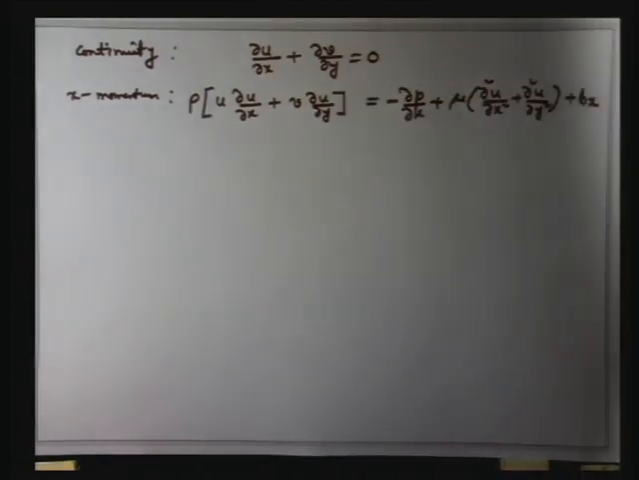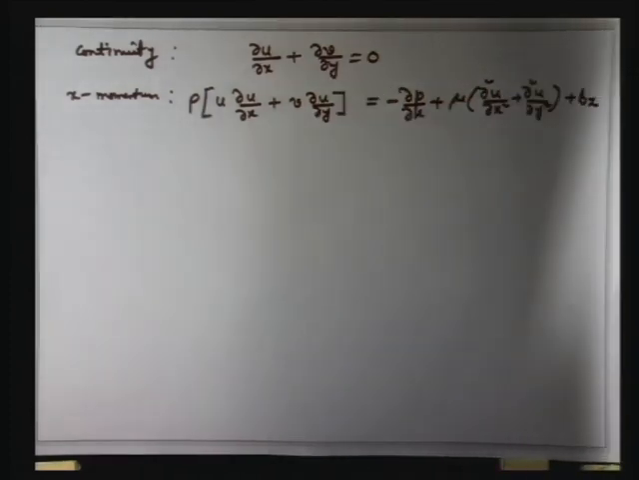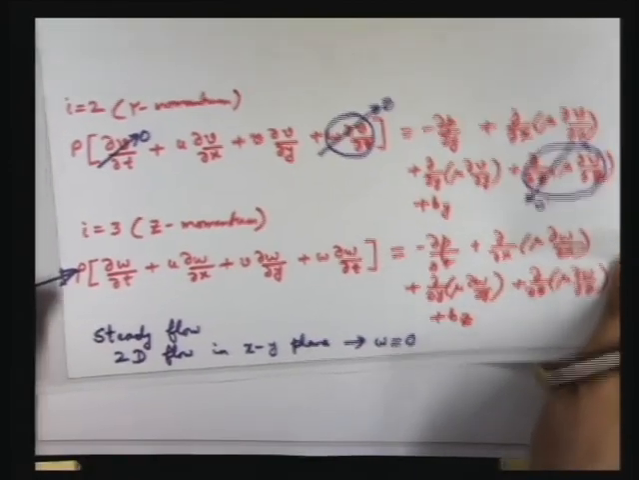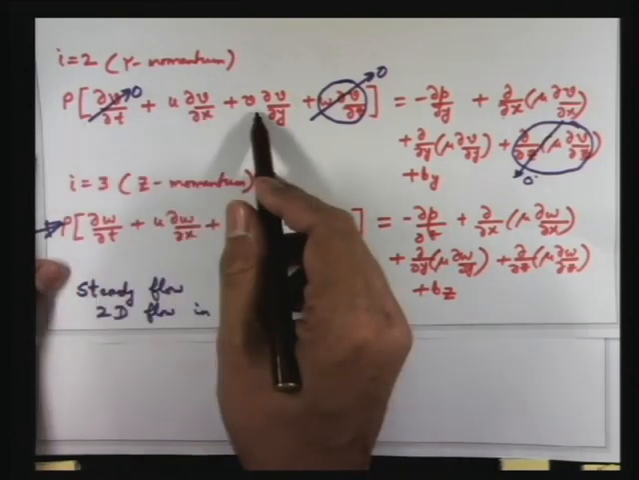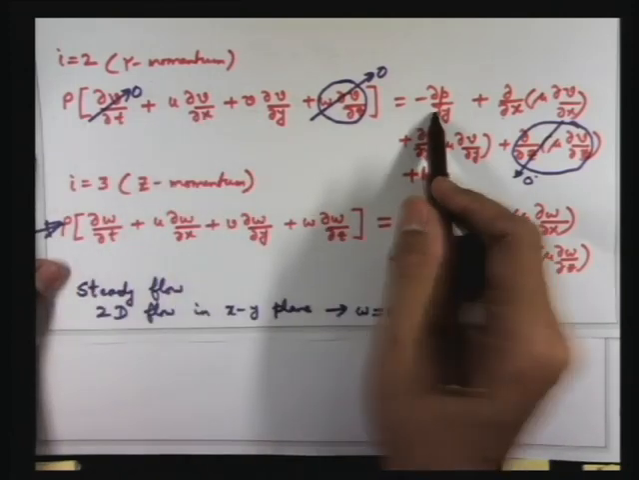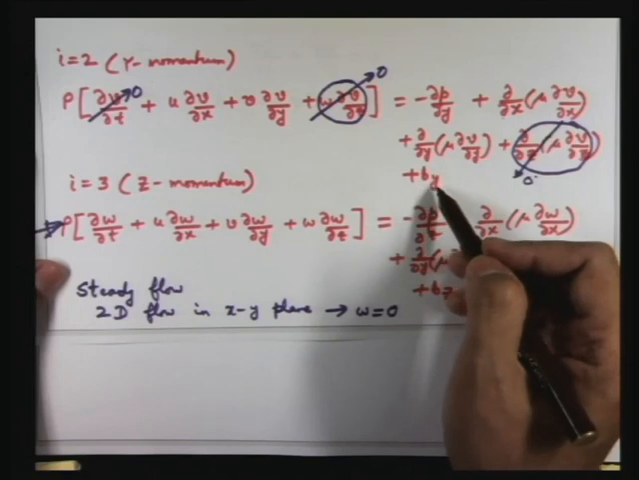Similarly, the y momentum. Let us recall the y momentum equation that we had just written. So the y momentum will be rho times u del v del x plus v del v del y is equal to minus del p del y plus the viscous terms plus by. So let us write that.